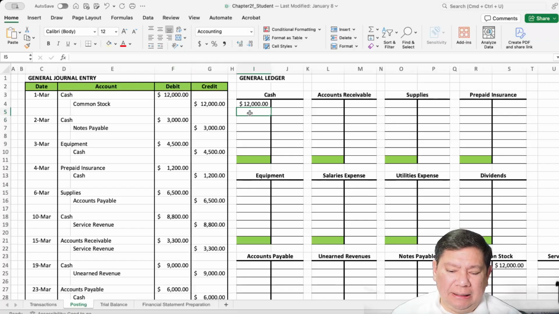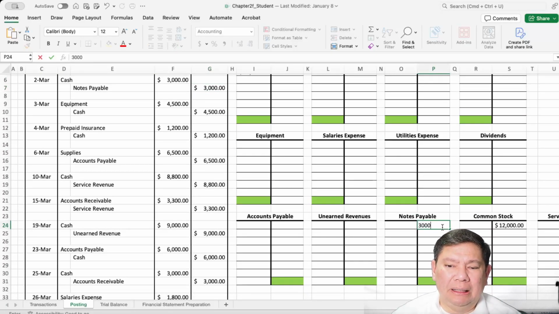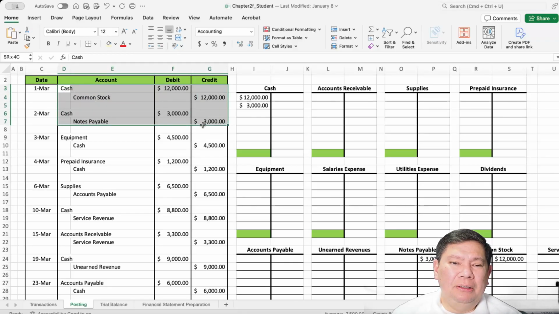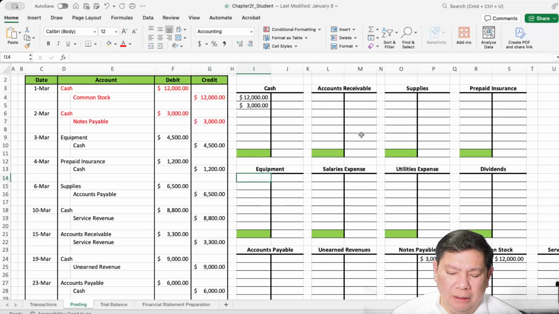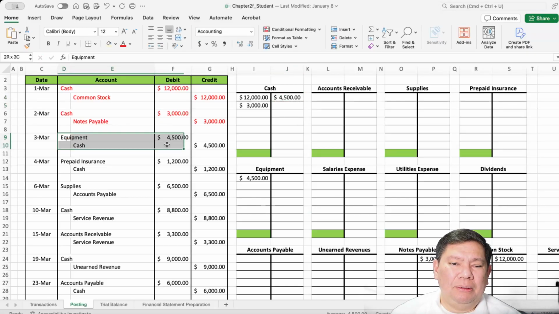Okay, so cash, $3,000. Notes payable. So we find notes payable, $3,000. Okay. You can cross it after you do it so you know it's been done. I can put a different color here. Equipment, 4,500 debit. Cash, 4,500 credit. Okay, so we did that.